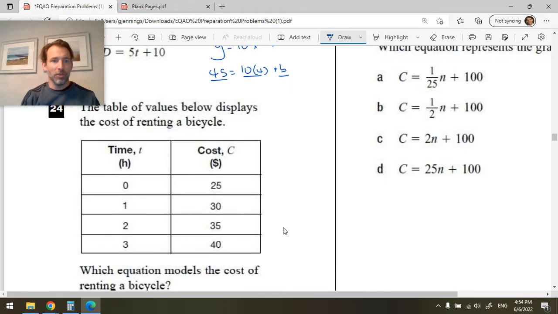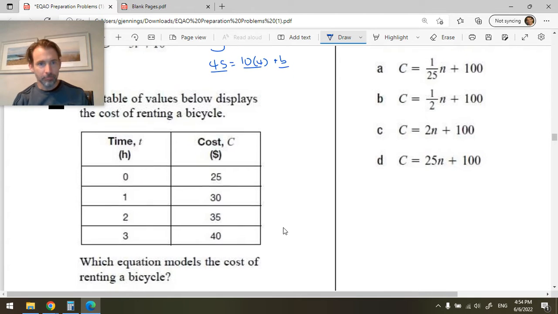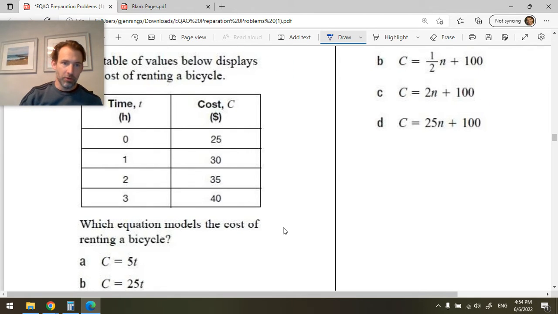Okay. The table of values below displays the cost of renting a bicycle. If you rent this bicycle for 0 hours, you have to pay $25. Notice that it costs you money just to grab that bicycle and say, I want to rent this. They say, okay, it's $25 up front, and then you'd go forward.